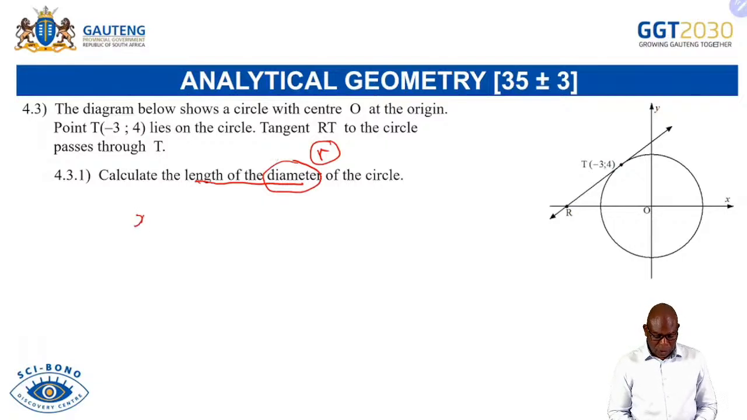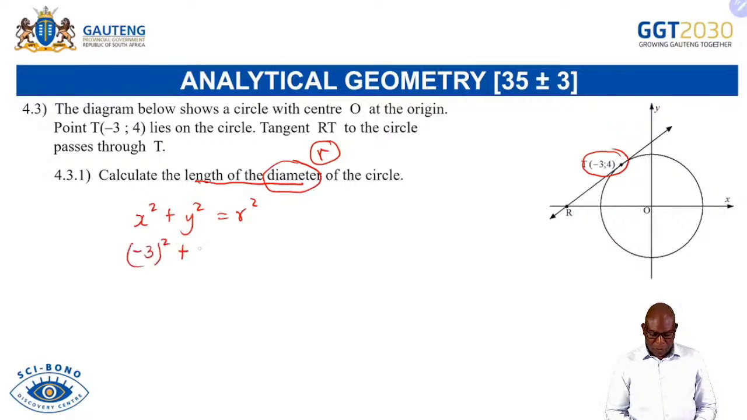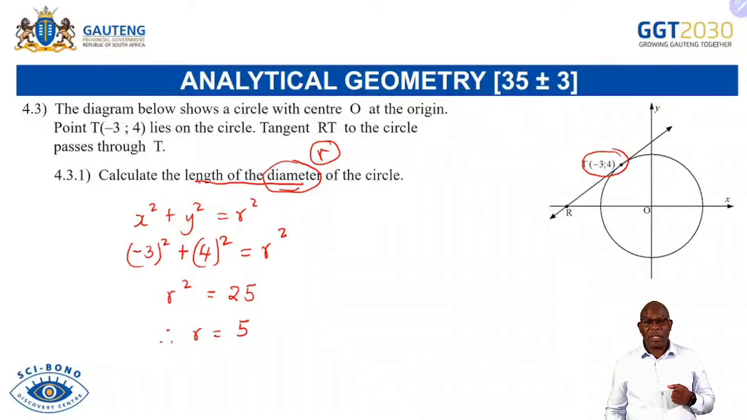So remember, it's x squared plus y squared equals r squared. I already have the point on the circle. Always use the point on the circle. So it will be minus 3 squared plus 4 squared equals r squared. So the r squared that I'm going to get is 9 plus 16, which is 25. Then in this case, I'm going to get the r first because I'm not looking for the equation of the circle. I'm looking for the diameter of the circle.